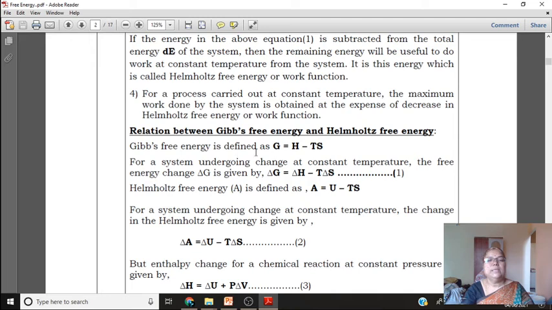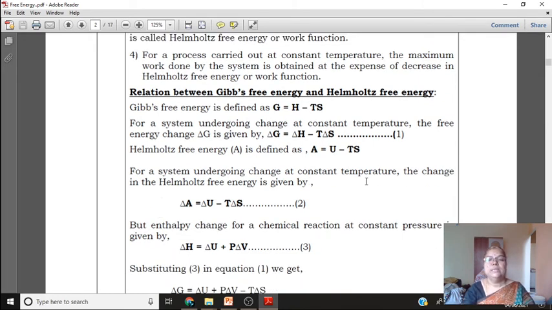All of you know the Gibbs free energy is expressed as G equal to H minus TS. For a system undergoing change at constant temperature, the free energy change is given by delta G equal to delta H minus T delta S, and let it be our expression number 1. Then the Helmholtz free energy A is defined as A equal to U minus TS. In your book, this internal energy is denoted by the letter capital E. Then for the system undergoing change at constant temperature, the change in Helmholtz free energy is given as delta A equal to delta U minus T delta S, and let it be our expression number 2.